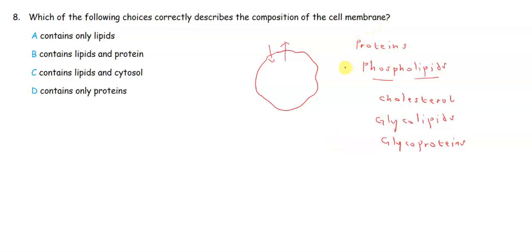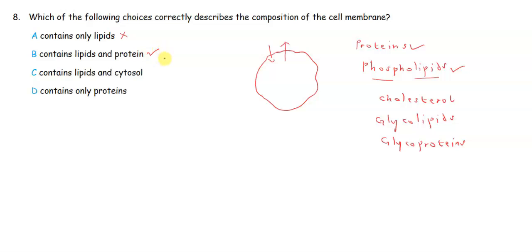Now, having established the components of the cell membrane, let's try and answer this question. Which of the following choices correctly describes the composition of the cell membrane? Does it contain only lipids? From what we are saying, it doesn't contain only lipids. So this option is wrong. Does it contain lipids and proteins? Yes, it does contain proteins, and it also contains lipids, although in the form of phospholipids. So this is correct.